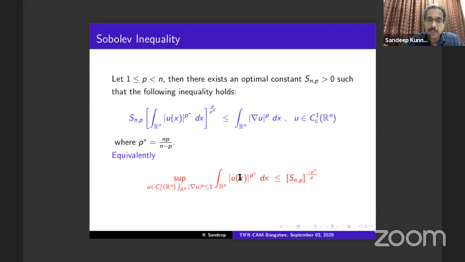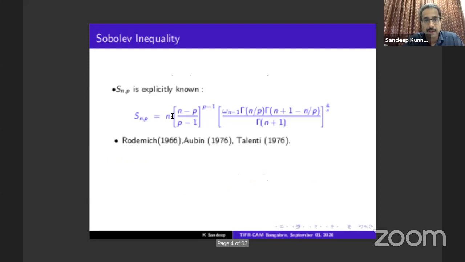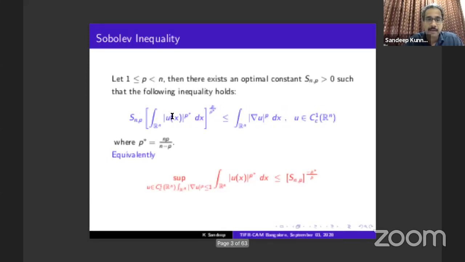Please observe that most of the time we will be considering this inequality like this. This inequality is for the case p less than n. Now the question is, what happens when p is greater than or equal to n? Before that, this S_{n,p}, I wrote here that there is an optimal constant.